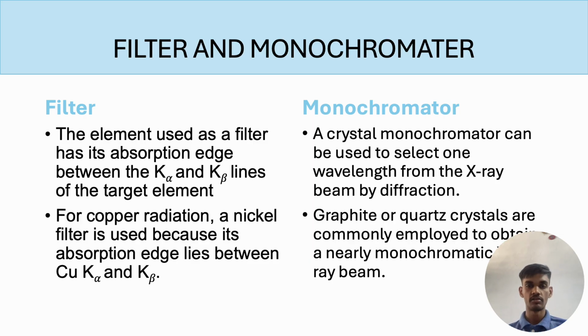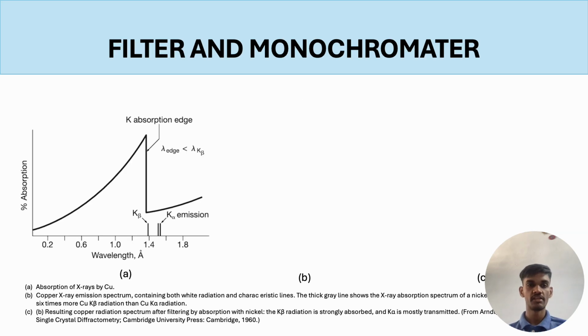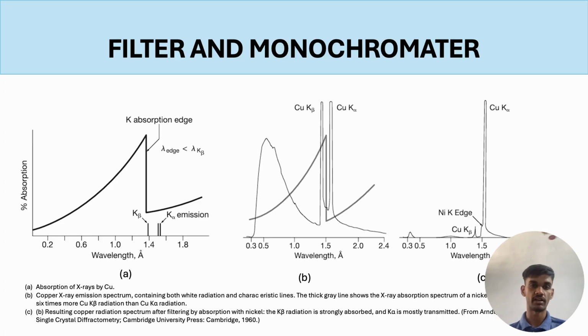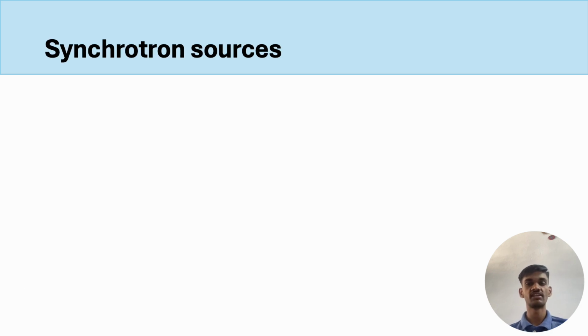Now this is the diagram of the filter and monochromator. We can clearly see that for copper, nickel is a filter that separates K alpha and K beta radiation. Now we will discuss synchrotron sources.